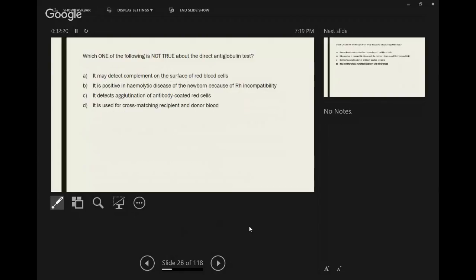All right, so what's not true about the direct Coombs test? I got you to answer, so name someone to answer. I'll give you a moment to read it.